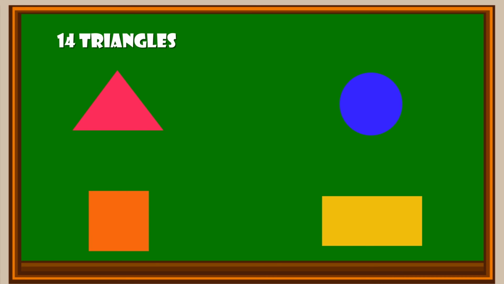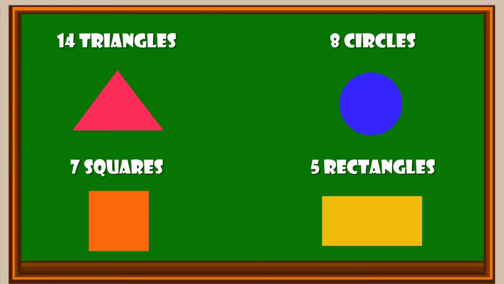Fourteen triangles, 8 circles, 7 squares, 5 rectangles.